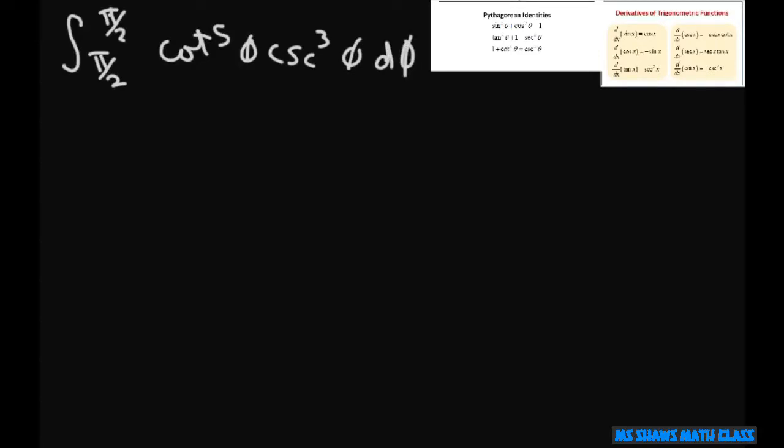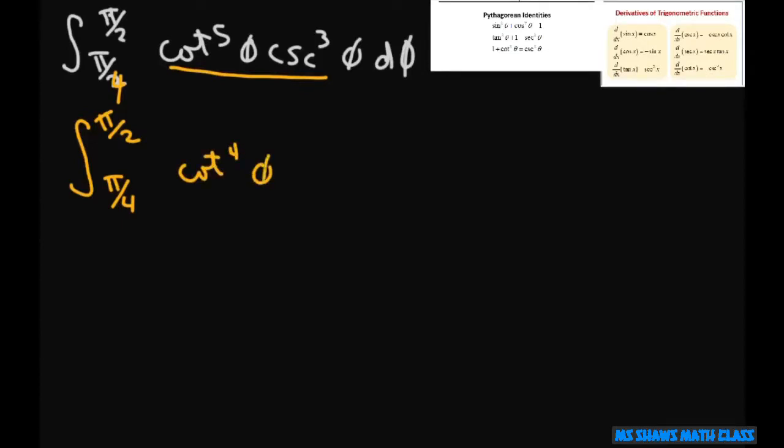So, what we want to do is break this up. Let's first break this up as the integral from pi divided by 4 to pi divided by 2, and we're going to write it as cotangent to the 4th power of phi, cosecant squared of phi, and then multiply the additional ones. So that's cotangent of phi, cosecant of phi, d phi.